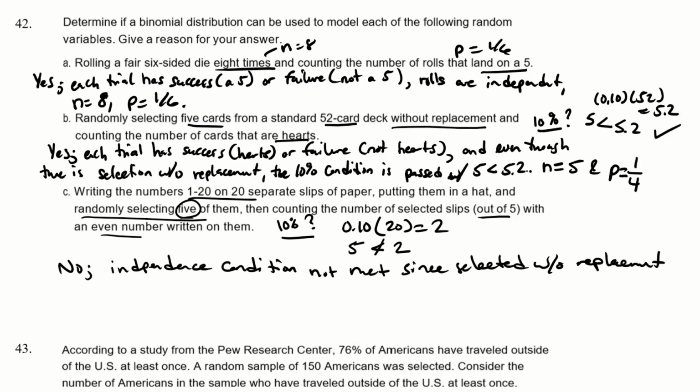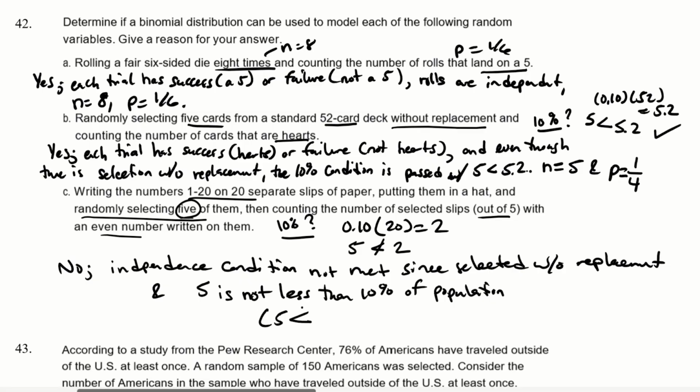And 5 is not less than 10% of the population. Five is not less than 2. I was trying to cancel this out. All right. 5 is not less than 2. All right. So there you go. So that's that. All right. So let's go to the next one.